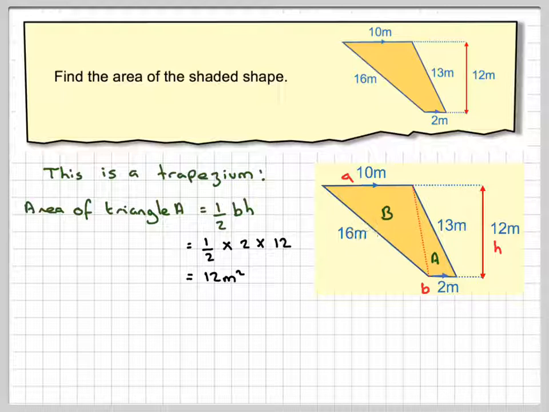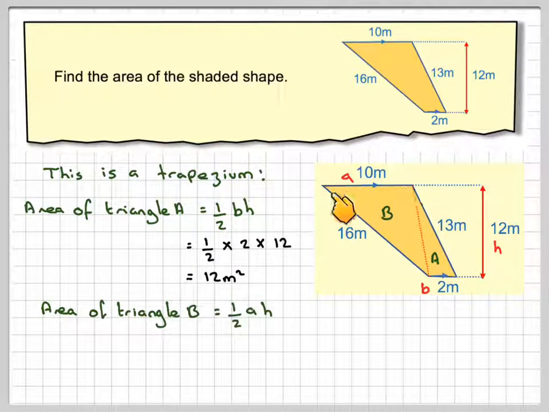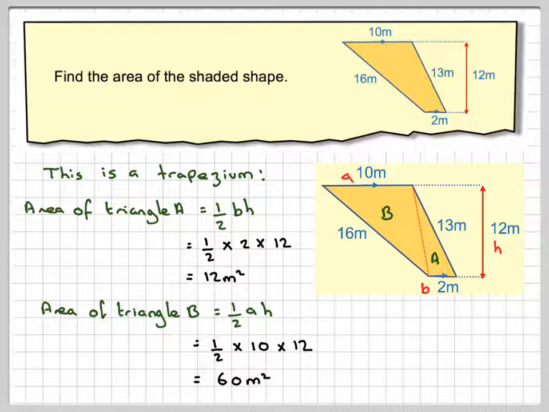Now if we look at triangle B, the base for this one will be this length here, A. So it will be half of A times H in this case. So A is going to be a half of 10 times the perpendicular height. Again, the perpendicular height will be this length here, because this height here is at right angles to this base. So that makes half times 10 times 12. Half of 10 is 5, and 5 times 12 is 60.